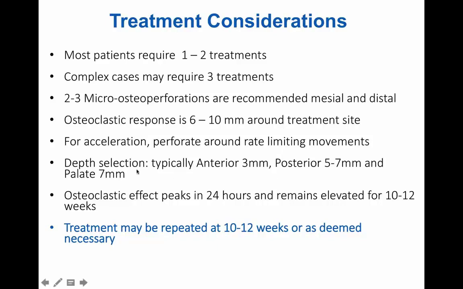As far as how deep you want to perforate, in the anterior, usually it's about 3 millimeters deep. Now that's 3 millimeters from the gingiva, so you're only going to be going about 1 millimeter into the bone, considering that the attached gingiva is about 2 millimeters thick. In the posterior, where you're going to have thicker gingival tissues, you're going to perforate somewhere between 5 and 7 millimeters. And if you're going to go to the palate, which is actually quite easy to do, you'll want to go between 5 and 7 millimeters as well.